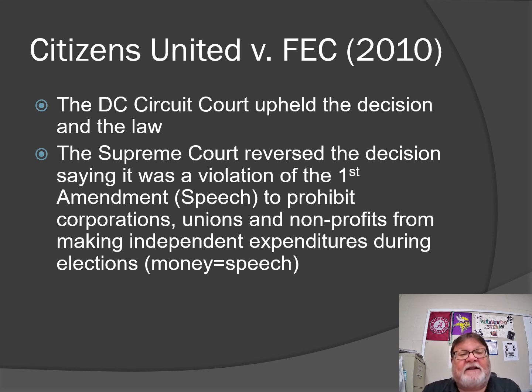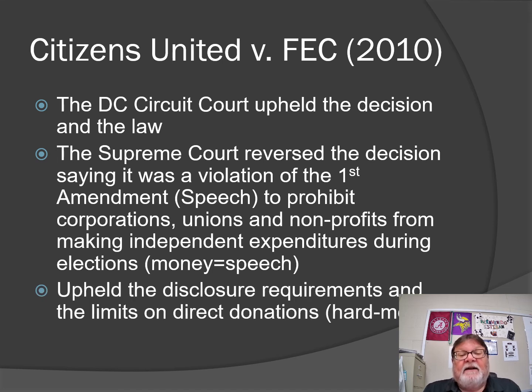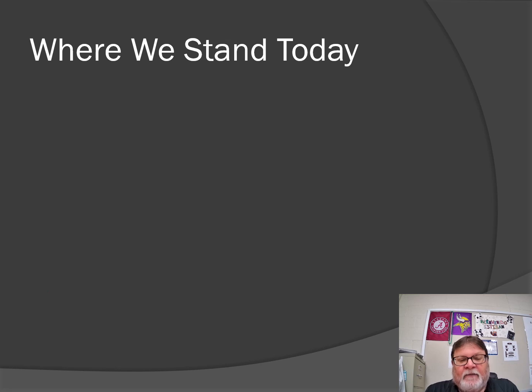This is really the crux of it. Okay? It did uphold, though, and you'll read more about it. It upheld the disclosure requirements and the limits on hard money. So what it did was it allowed soft money, and these things could not be banned, but it did still put the limits on hard money. All right, so again, the assignment today will be a lot more about Citizens United and some of the more intricate parts of it and some of the logic behind it.